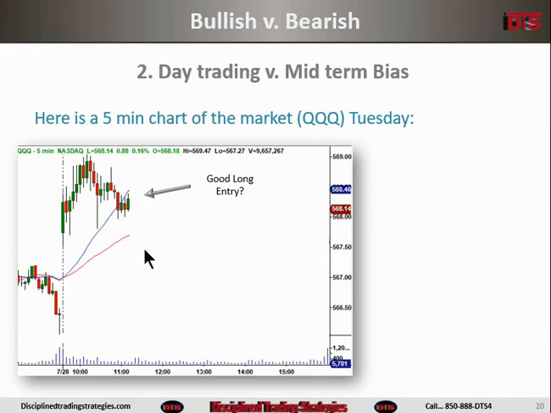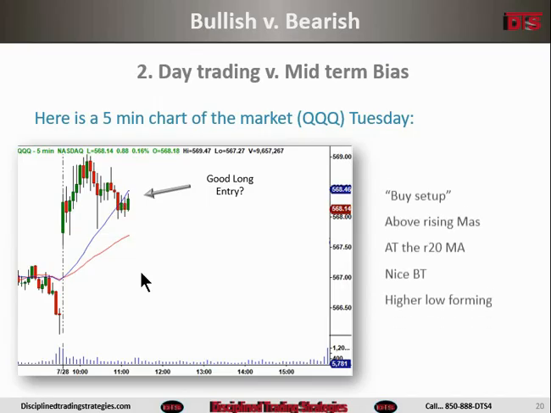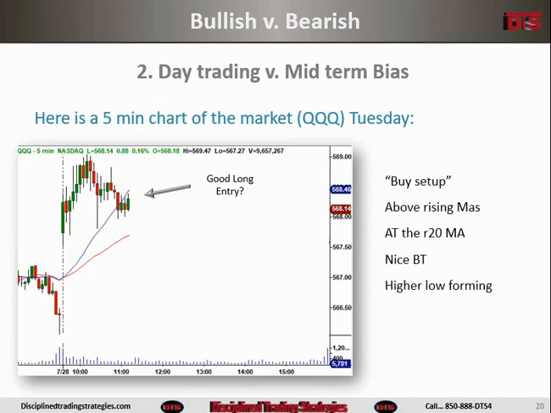So would this be a good entry now? Does it bother you that we went below the rising 20 VRL? Could work, not for you. Well, what did I say here? Buy setup above the MAs at the rising 20, nice bottoming tail, higher low forming. Okay, so a lot of good stuff, but we're still not really sure.